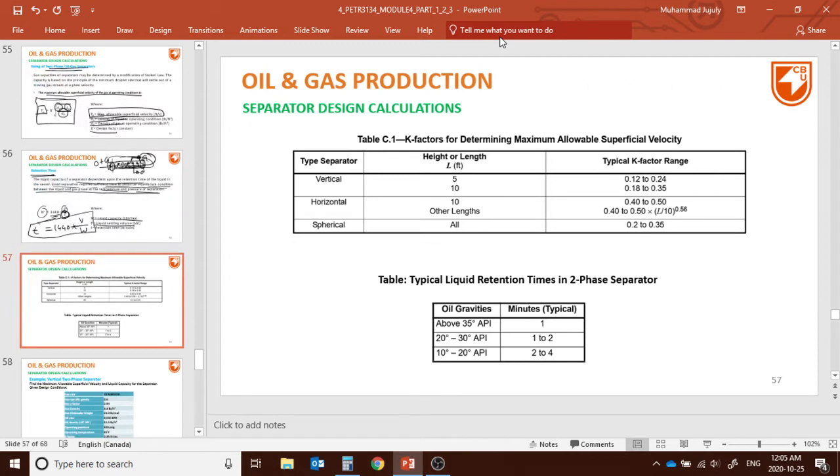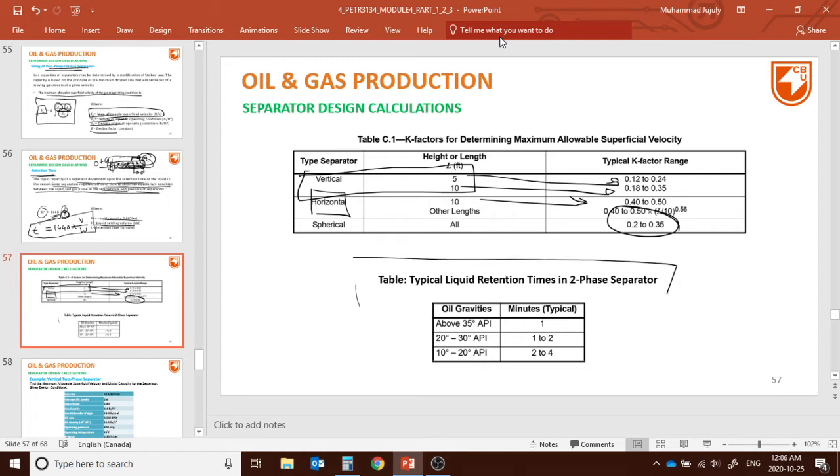Okay, and the K factor. For vertical, for a height of 5 feet and for a height of 10 feet, this is the K factor. And for the horizontal, these are the values for the K factor. For spherical, the K factor is in between this and this.